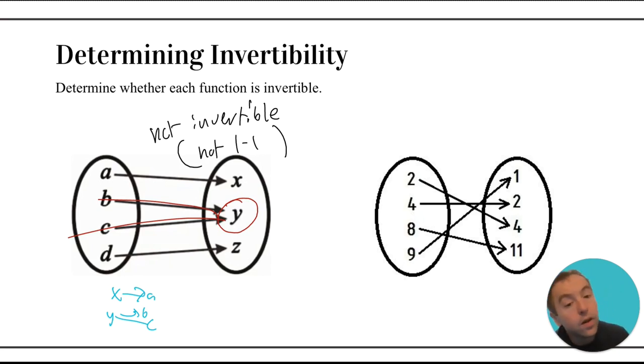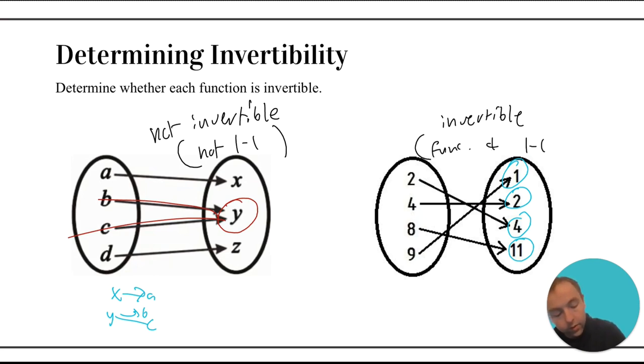Okay, so it's got to be both a function and 1-to-1 to be invertible. For this one, it is a function to begin with, which is good. And then each y also has just one x going to it. So therefore, this is definitely going to be an invertible function, because it is both a function to begin with and 1-to-1, which simply means that the inverse of this is also going to be a function. Okay.